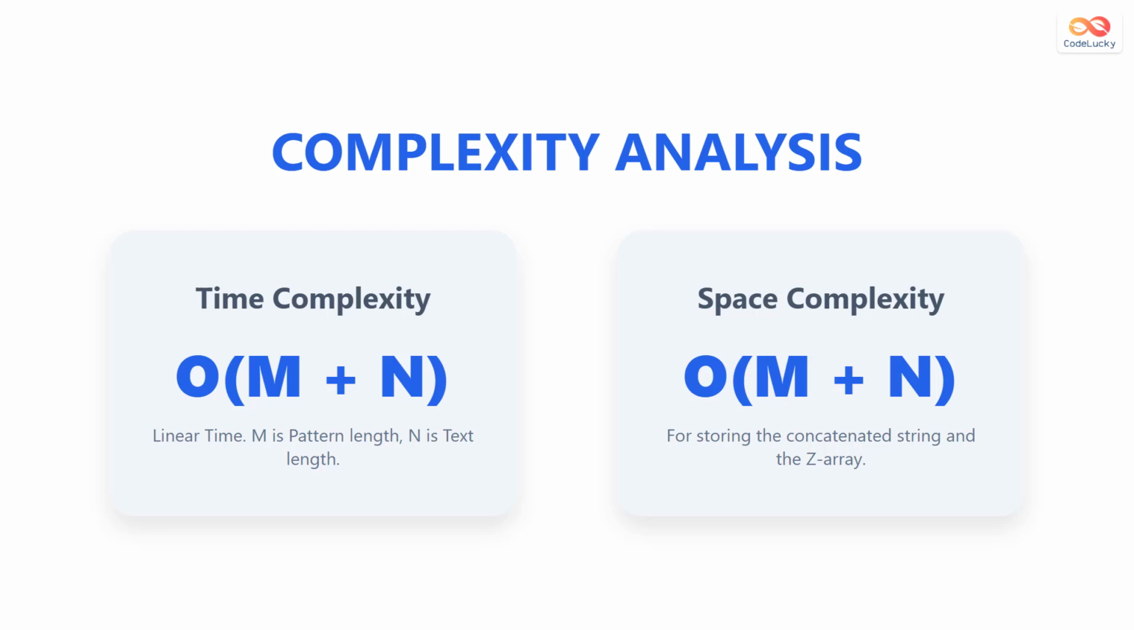The beauty of the Z algorithm is its efficiency. Both the time complexity and the space complexity are big O of m plus n, where m is the pattern length and n is the text length. This is linear time, making it one of the fastest ways to solve the pattern matching problem.